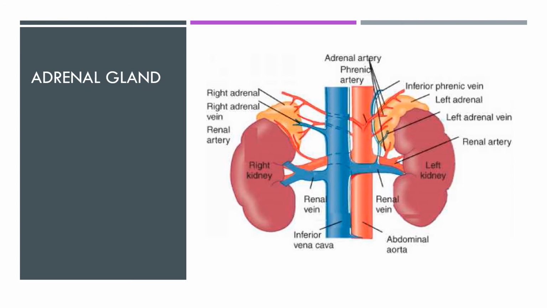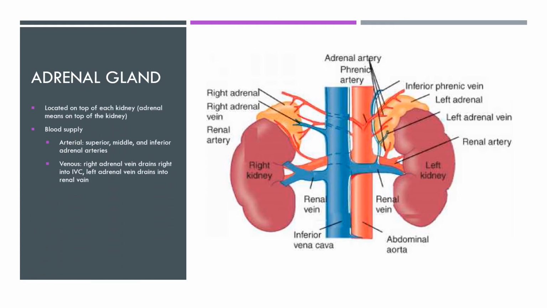Let's move on to the adrenal gland. So adrenal literally means on top of the kidney. And it has an arterial blood supply, which is segmental in nature. It has the superior, middle, and inferior adrenal arteries, which come off the phrenic artery, directly off the aorta, and off the renal artery, respectively.